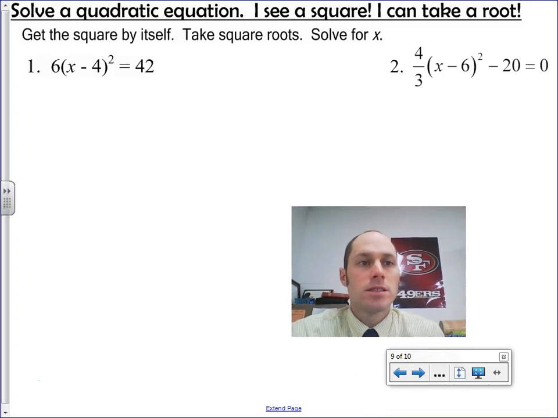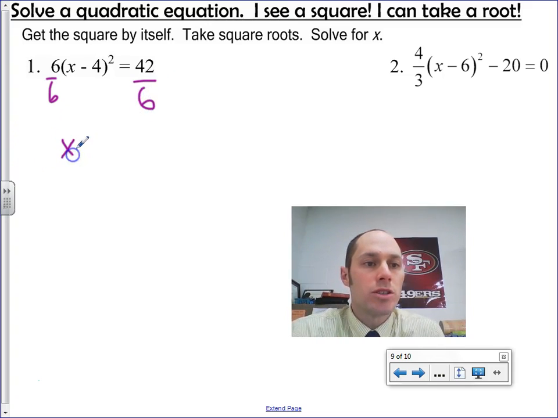All right, so let's find some other examples where we can solve by taking the square roots. So anytime we see a square, we can take the root if there's just a square by itself. Okay, this would be a lot of work if we tried to expand this out, square this term, then multiply it by 6. Subtract the 42, try to get it equal to 0. So let's just get the square all alone. Let's divide both sides by 6.